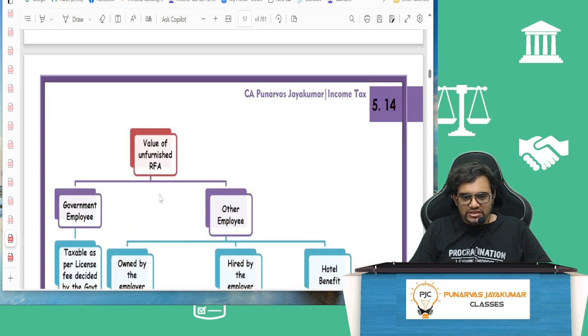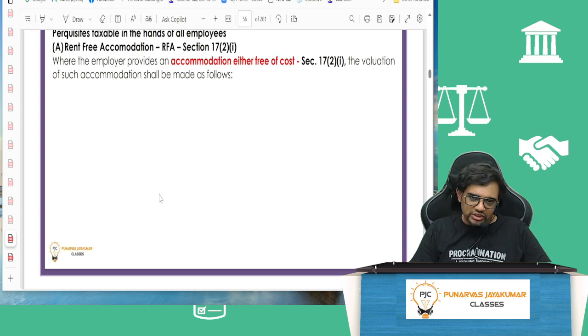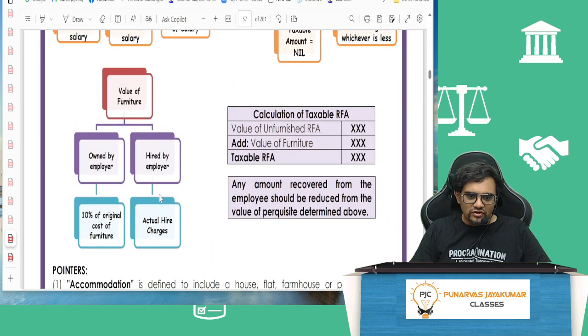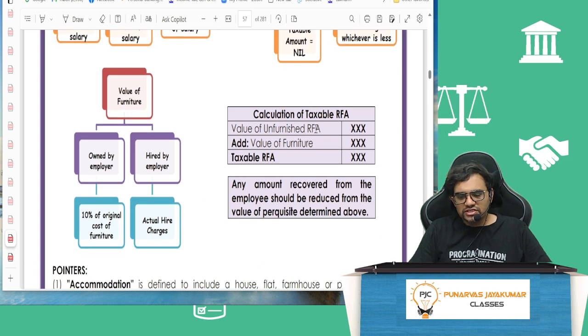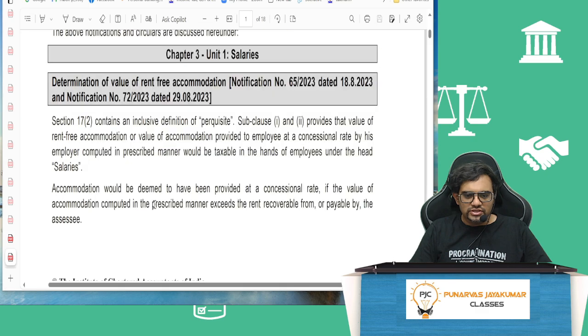Now, an interesting thing is that rent-free accommodation may include furniture also, right? In case furniture was part of the deal, I had to add the value of furniture. If it's owned by the employer, 10% of the original cost of furniture, or if hired by the employer, the actual hire charges. So ultimately, taxable rent-free accommodation used to be the value of unfurnished rent-free accommodation plus the value of furniture. That will be the total rent-free accommodation. To this, some changes have come.